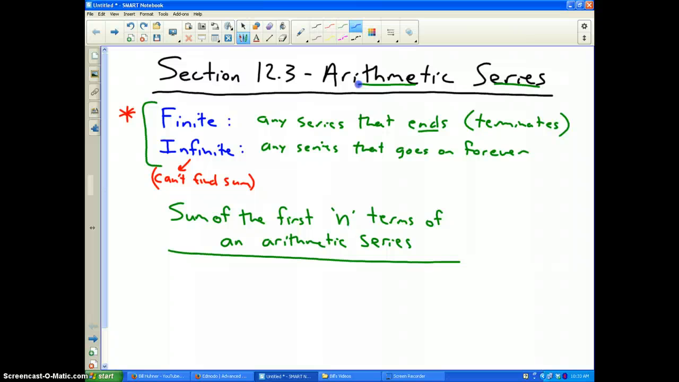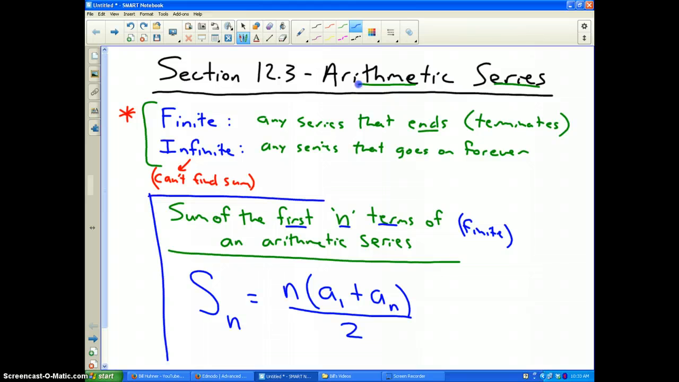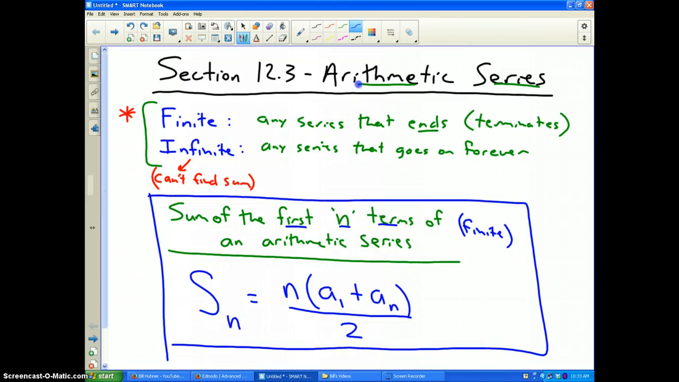Now, there's a very specific formula for finding the sum of an arithmetic series. So the sum of the first n terms, meaning it's finite, of an arithmetic series is this. Capital S, which means the sum of the first n terms, is equal to n times the first term in the series plus the last term in the series, the whole thing divided by 2. Write that formula in your notes, put a highlighter around it, a box, whatever you got to do. Big formula.